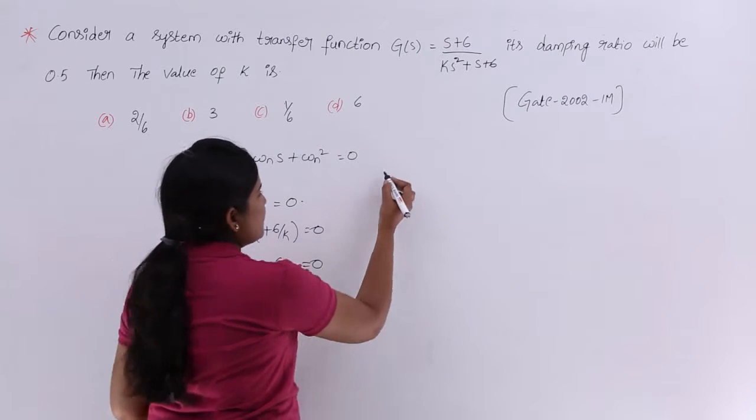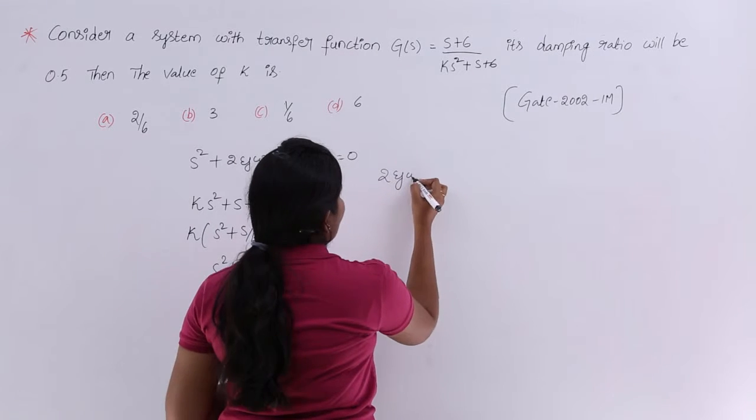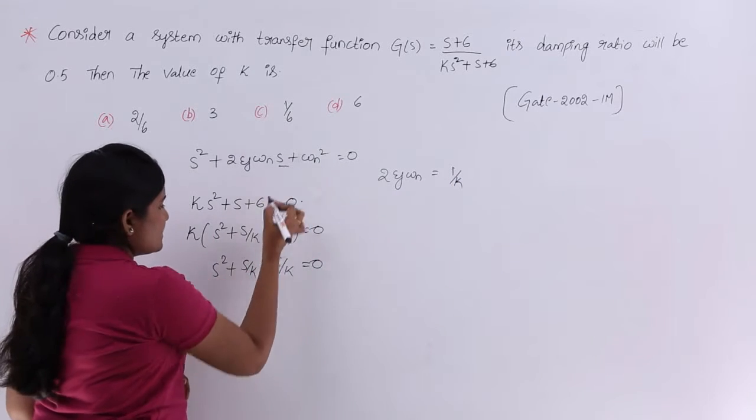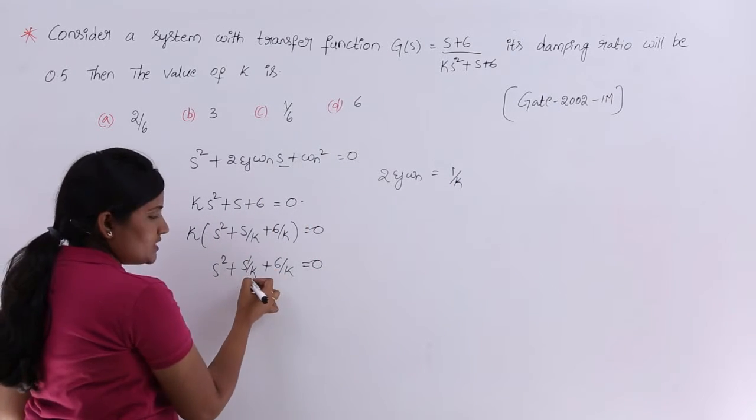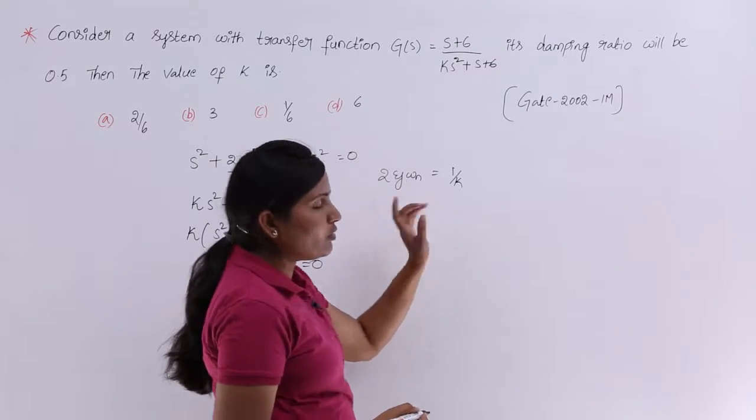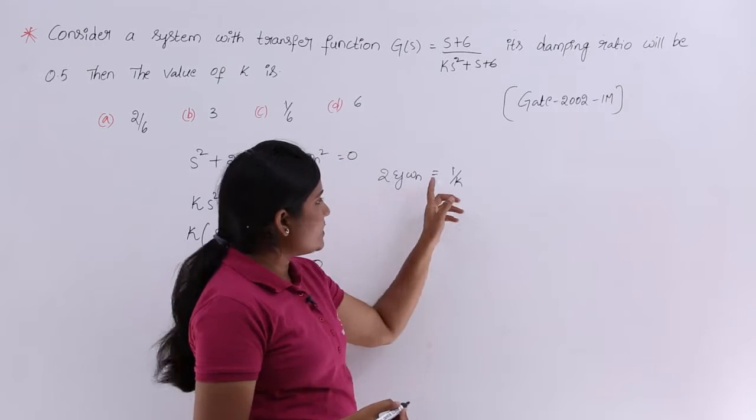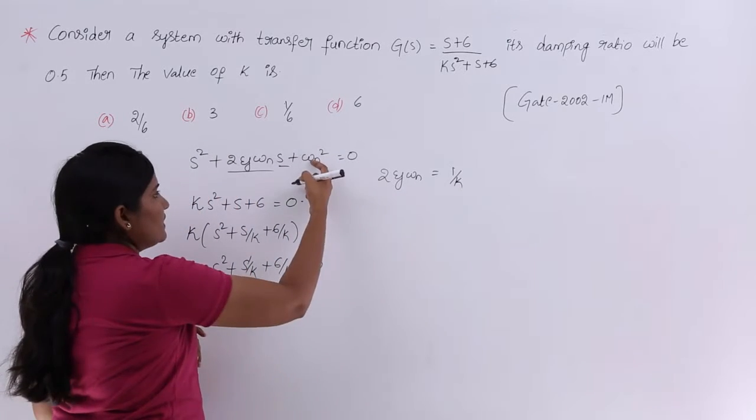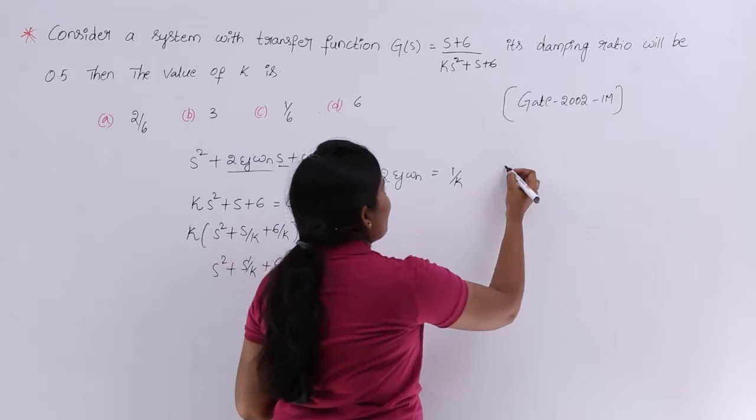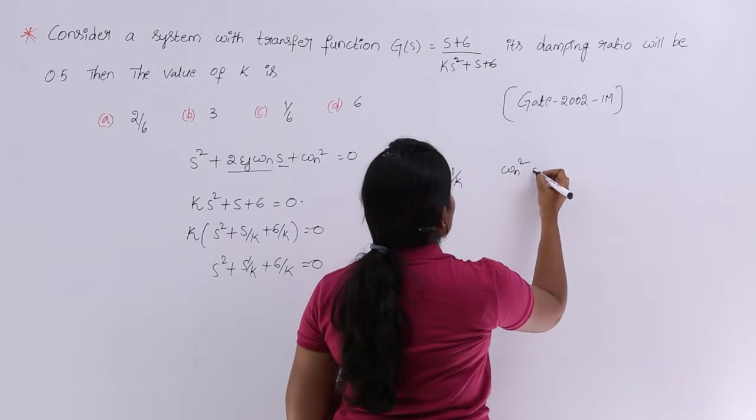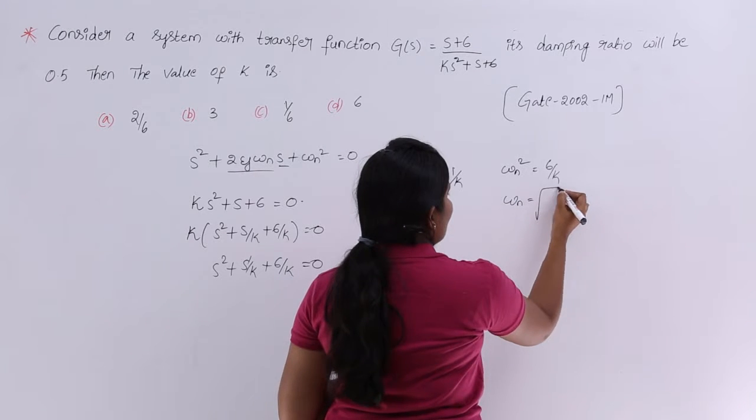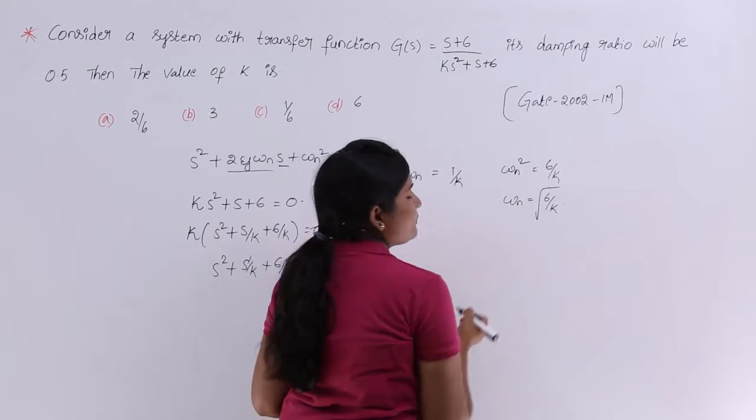Then I am going to get 2 zeta omega n = 1/k. I am just comparing the s terms. Here the s coefficient is 1/k, and here the s coefficient is 2 zeta omega n. So 2 zeta omega n = 1/k, and another term is omega n² = 6/k. If you compare the constant terms, omega n² = 6/k, so omega n = root of 6/k.